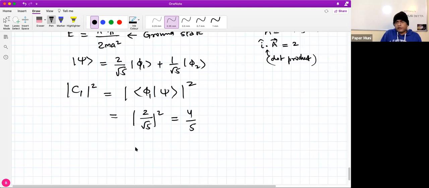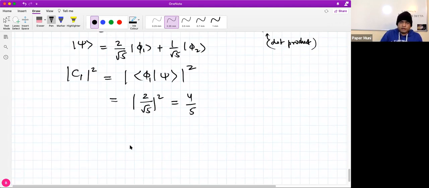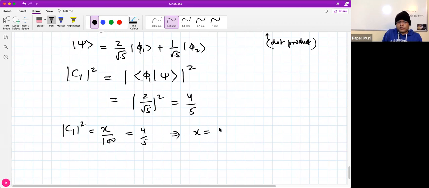Or there was another way to do it. Instead of doing it this way, you could have done it another way. You have been given that this c1 mod square is equal to x by 100, which is 4 by 5. So if you write this down, this will become 80. Okay, so the answer was 80 in this case. Now there's another way to do it.